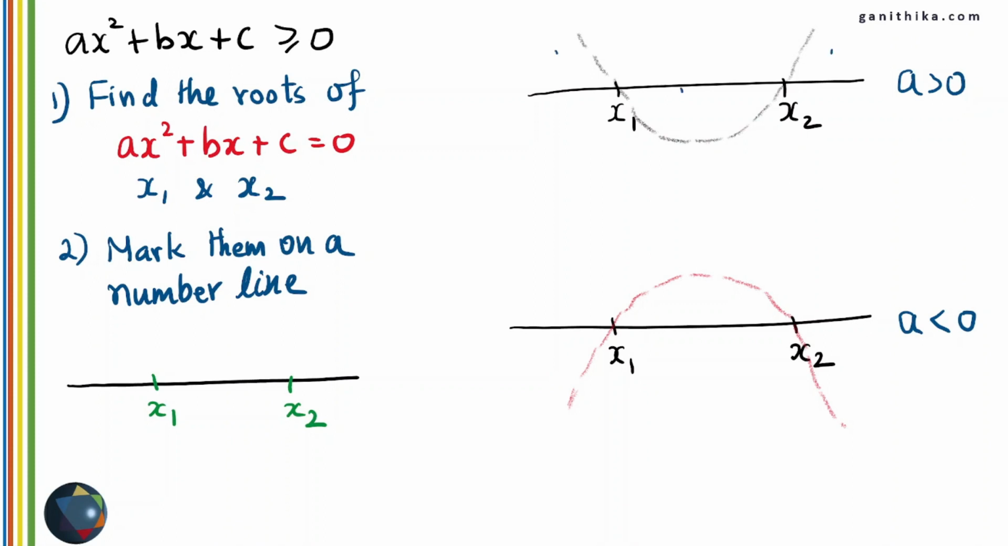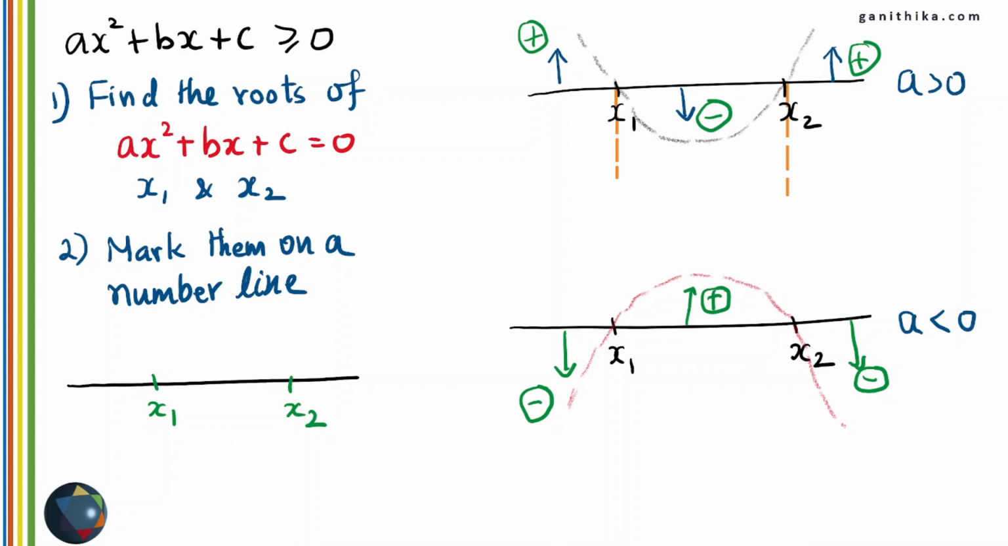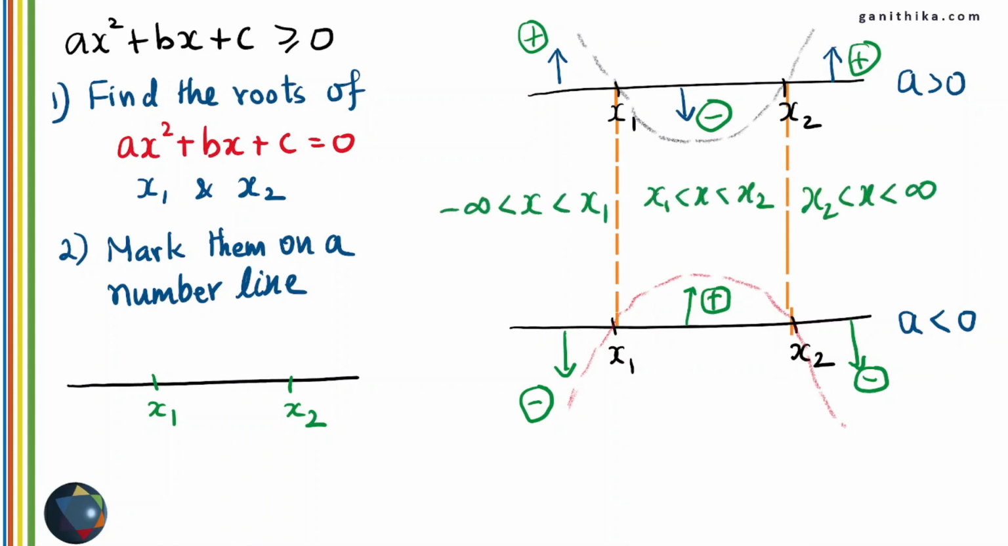Then you can notice that in the first case, positive is on either side of the roots and negative is in between the roots. Whereas in this case, positive is in between the roots and negative is on either side of the roots. So basically, you have drawn the sign diagram using the graphical method here. Once you draw the sign diagram, you split it into 3 parts and find the solutions in all these 3 parts, and the corresponding solution will be given as the answer to the given inequality.